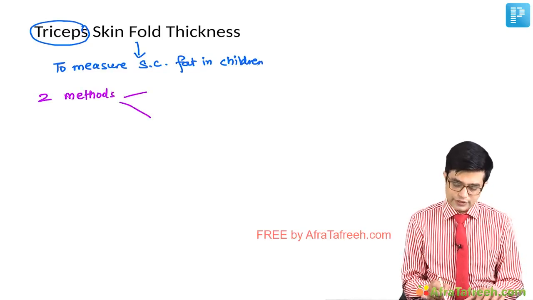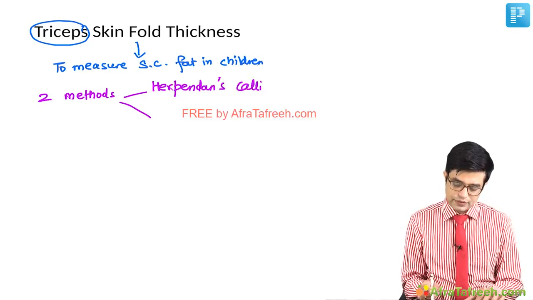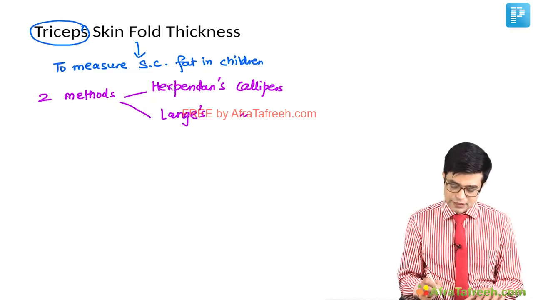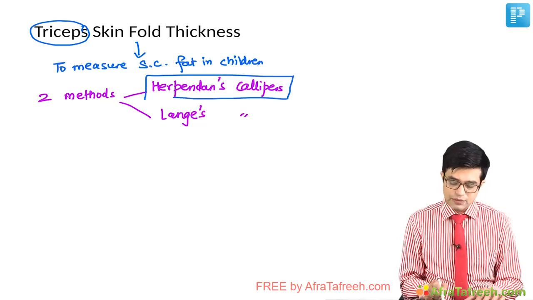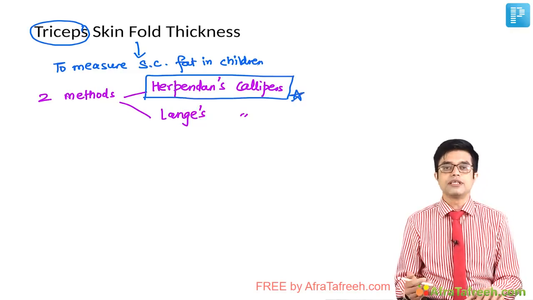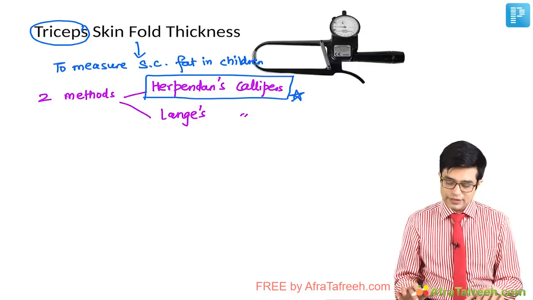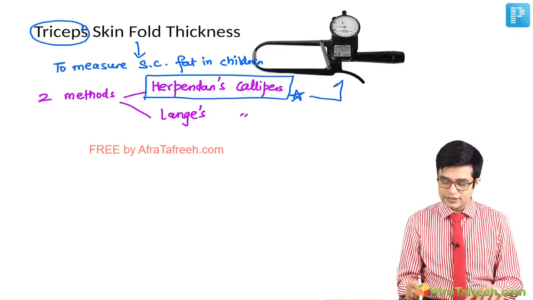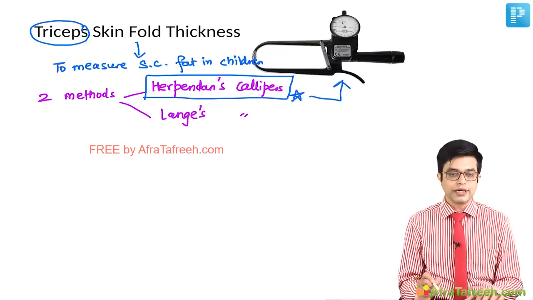One is using a method known as Harpenden's calipers. And second is the Lange's calipers. Harpenden's calipers are the ones which are available at most of the medical colleges, and this is the one which is frequently used in case of children. Harpenden's calipers, a photograph can be asked in the exam. What is this instrument? This is what Harpenden's calipers look like.